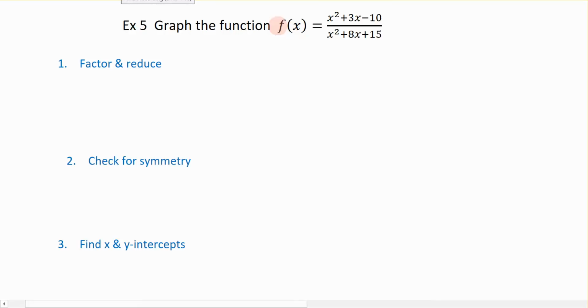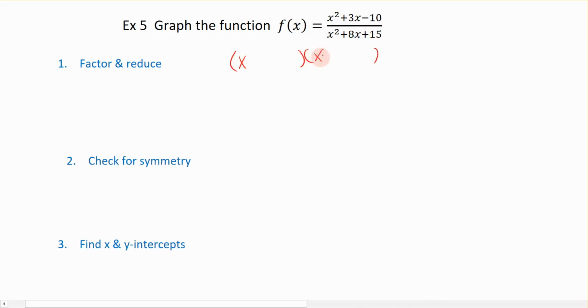So let's look at another example and see if we can practice sketching this particular function. Here I have the function x squared plus 3x minus 10 over x squared plus 8x plus 15. If I want to look at my steps, the first thing I want to do is see if I can factor it and then reduce. So I've got a quadratic in the numerator and the denominator, so let's go about factoring those two places.